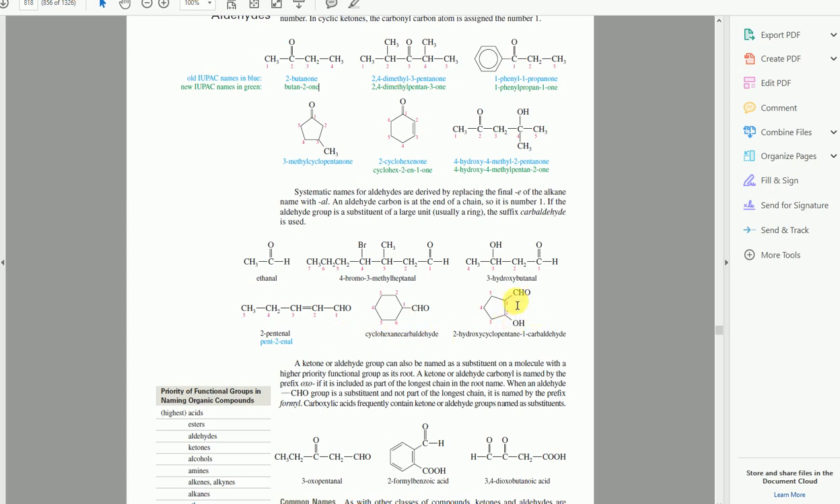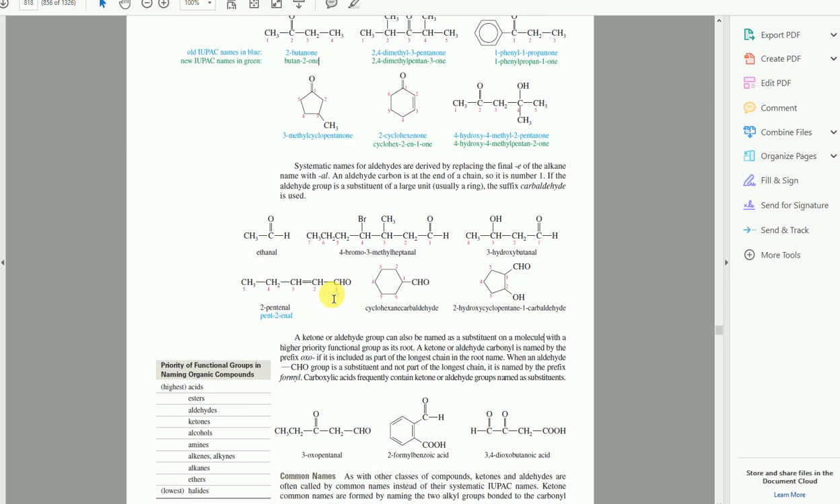Something a little more complicated: we have an alcohol and we have the aldehyde group, CHO. Number 1 is always where the parent group is. So 2-hydroxycyclopentane-1-carbaldehyde, with the number 1 for where the carbaldehyde is. Technically they didn't need to do that because it's implied that the parent is number 1, but this is something I would have done as well, the number of where it is located.